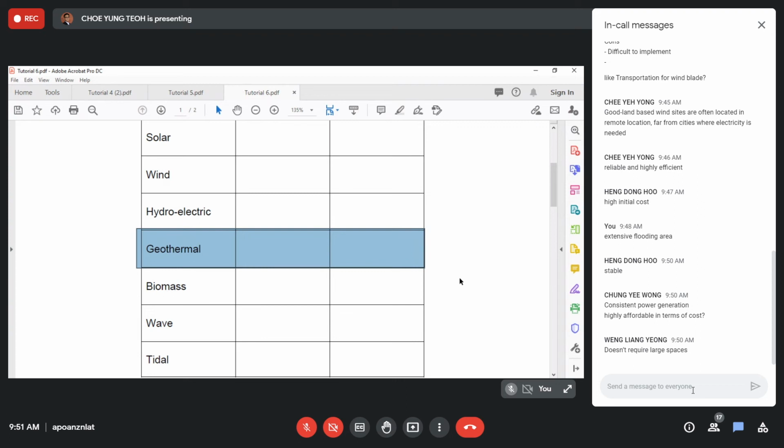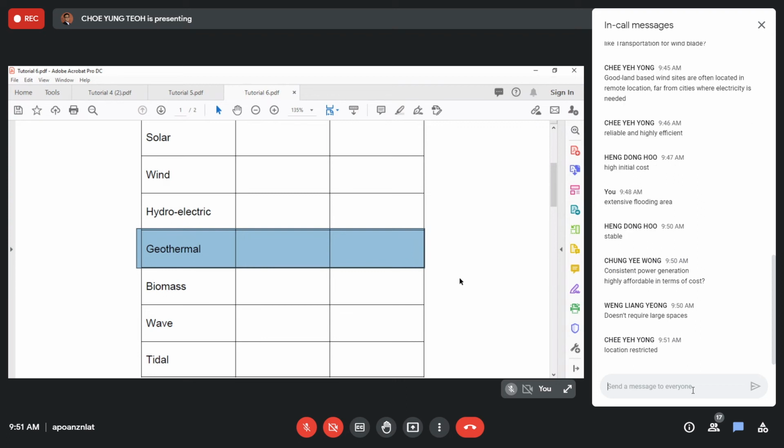How about the disadvantages? Location restricted, yes, all right. Because not everywhere you have a geothermal power plant. Only at a certain location you will have the geothermal energy. And the exploration is difficult. And what else? High capital cost. Just now we talked about it, high capital cost.